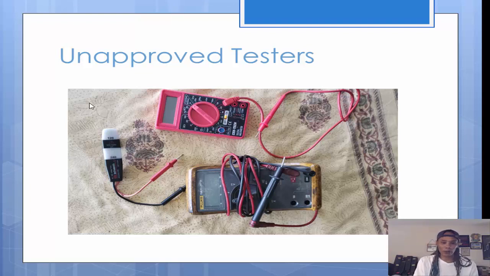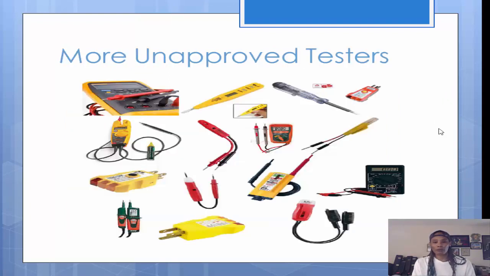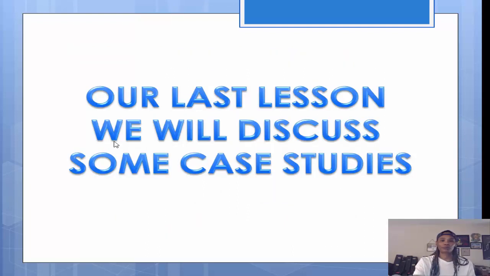As you can see here, these are voltmeters that also test voltage, but these are not approved. Here are a few more. Some of them are similar, some of them are not. Some of these have metal tips, and these are all contact volt testers. So you do not want to use any of these. What you want to use is the correct one, as I showed you earlier in the course.